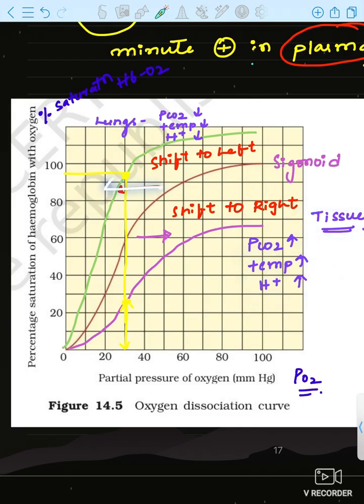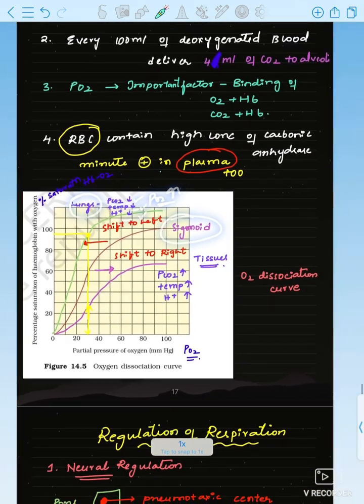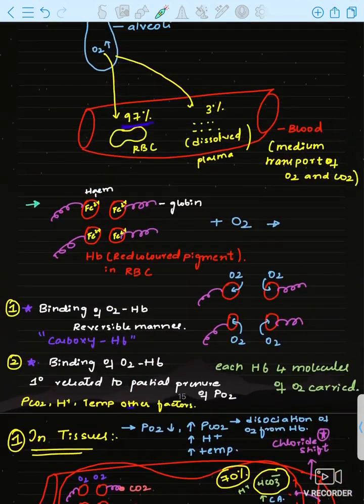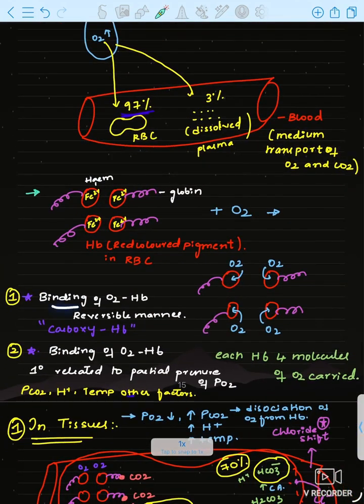If the shift is to the left, for the same amount of oxygen, saturation is so much, which means it is in the lungs. PO2 concentration is more, CO2 is less, temperature is less, H plus is less. Sigmoid curve. Okay, I think I just told a mistake here. Binding of oxygen with hemoglobin is oxyhemoglobin.